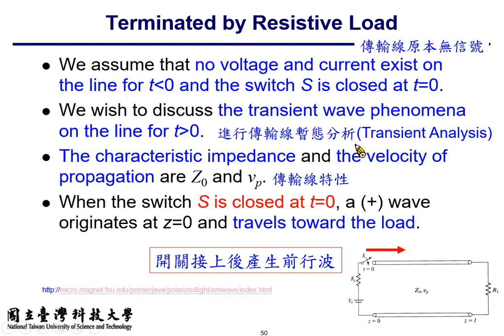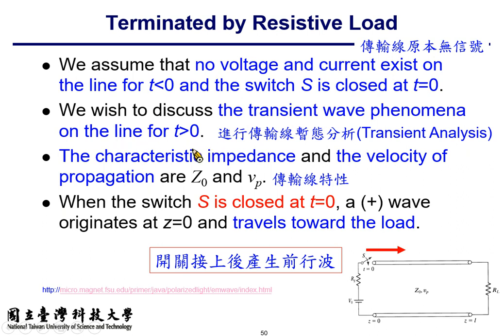All right, so let's move on to the next page. We assume that there is no voltage or current on the transmission line for t smaller than 0, and the switch is closed at t equal to 0.